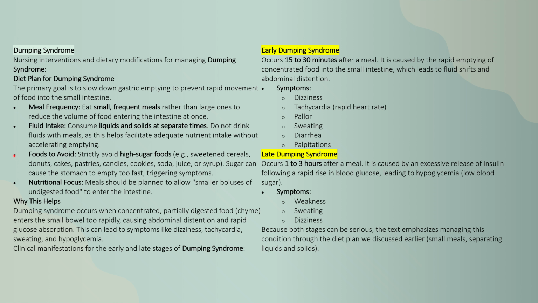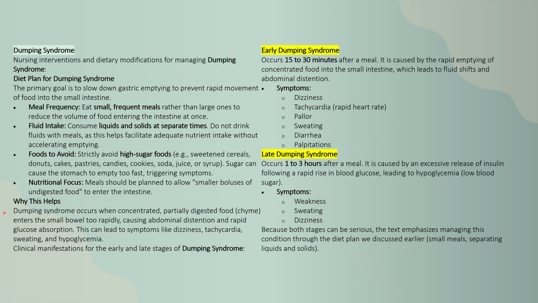Foods to avoid: strictly avoid high-sugar foods like sweetened cereal, donuts, cakes, pastries, candies, cookies, soda, juice, or syrup. Sugar can cause the stomach to empty too fast, triggering symptoms. Nutritional focus: meals should be planned to allow a smaller bolus of undigested food to enter the intestine.